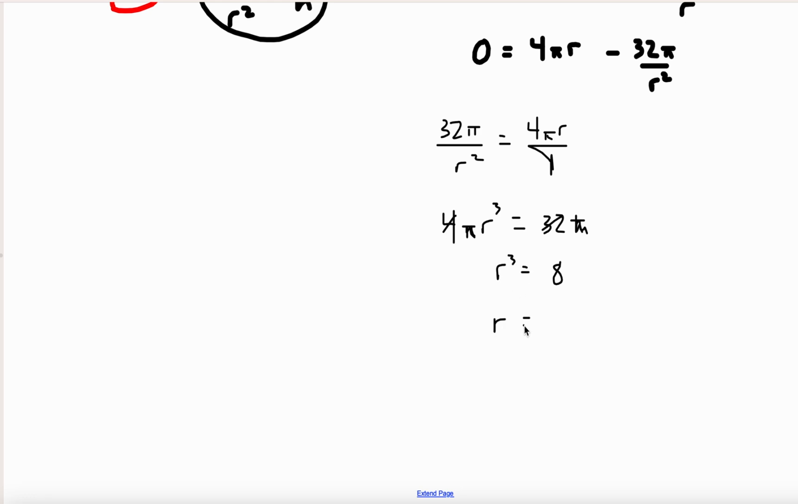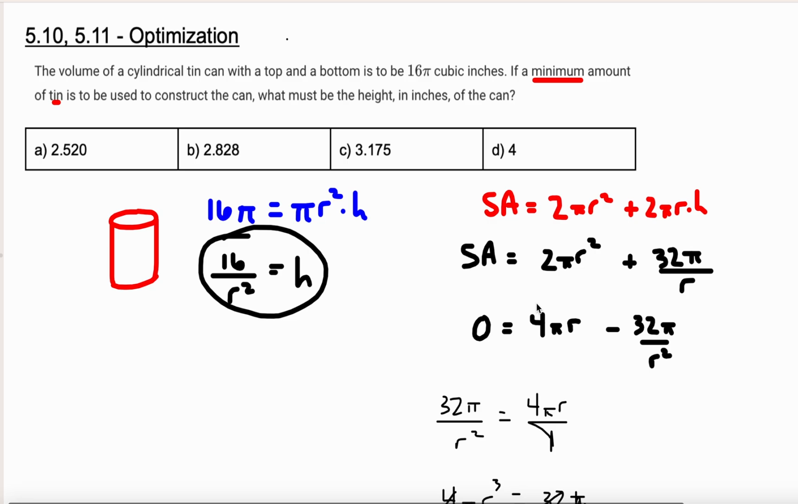My radius of this cylinder to minimize is 2. If the radius is 2, I can go back and re-substitute for my h. So 16 over 2 squared is 16 over 4. So this cylinder's minimization will require a radius of 2 and a height of 4. So here's my answer.